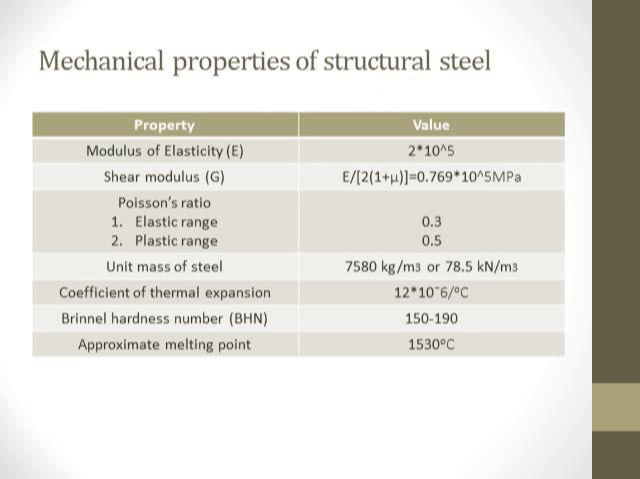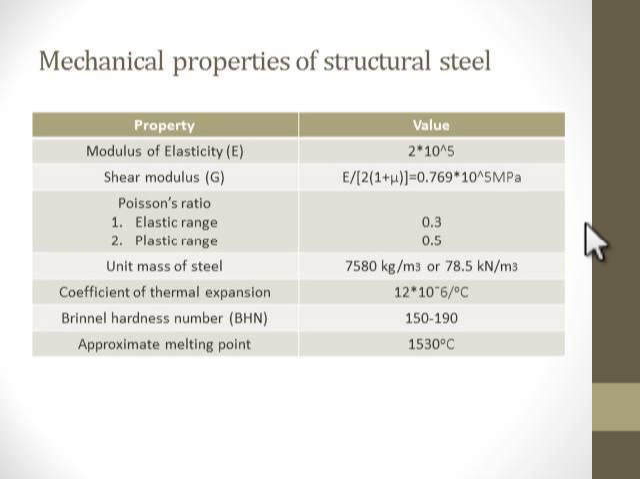And now coming to the mechanical properties of the steel, which have been mentioned in the table. The modulus of elasticity is 2 into 10 raised to 5 MPa, and shear modulus G is equal to E by 2 into 1 plus mu, which is equal to 0.769 into 10 raised to 5 MPa. Coming to the Poisson's ratio, it has two different values for two ranges, the elastic range and the plastic range.